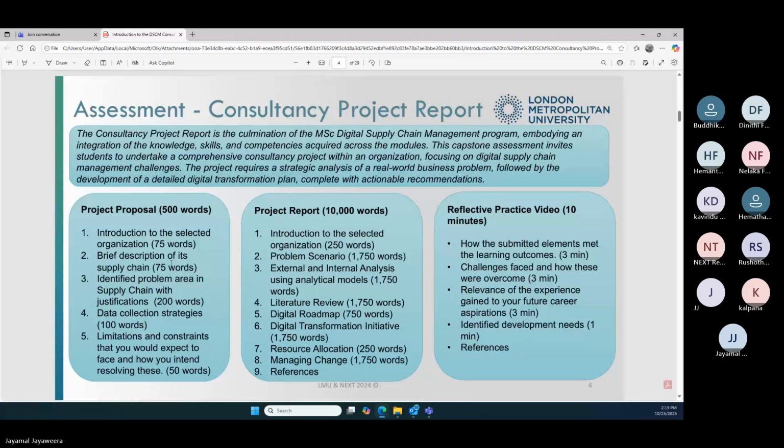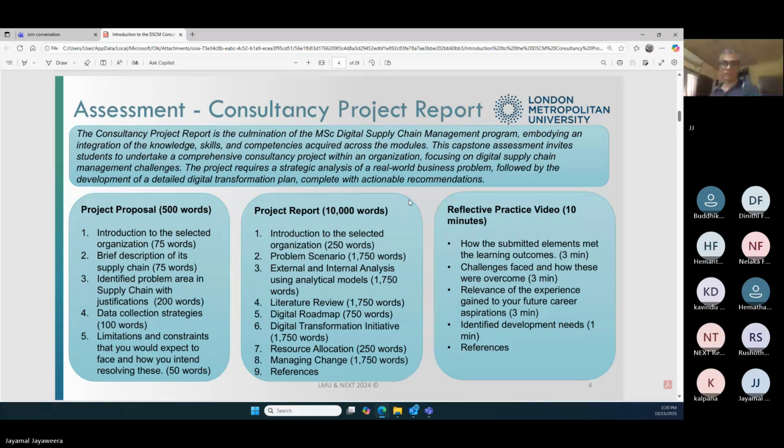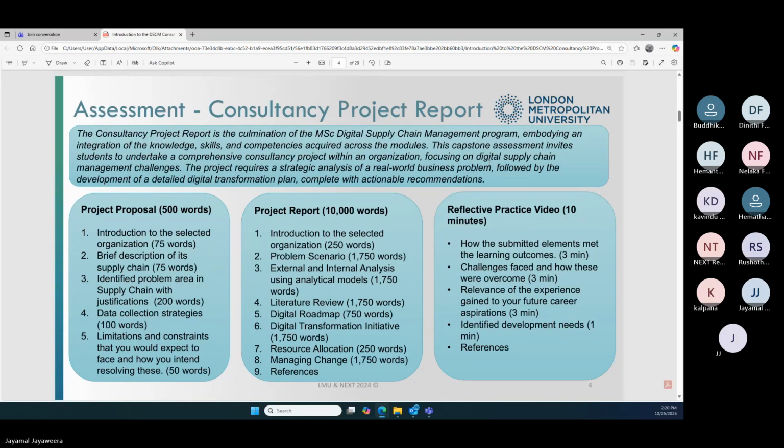But first things first is the project proposal. The project proposal, 500 words, has to be uploaded to the Moodle site by the 22nd of November, because on the 29th, I think, we are starting the supervision. So for you to start the supervision on the 29th, you need to finalize the project. You need to finalize the supply chain problem. So project proposal is all about identifying the problem.